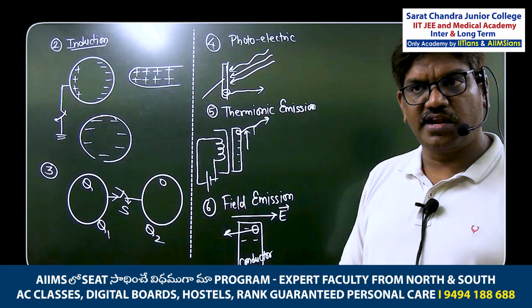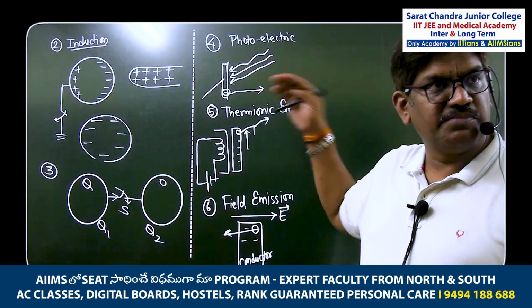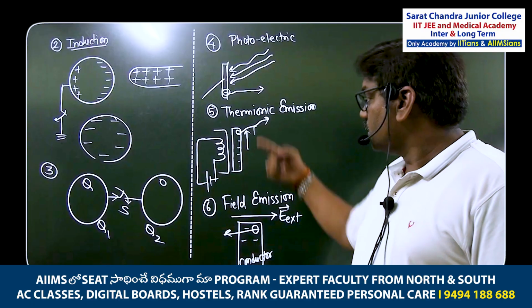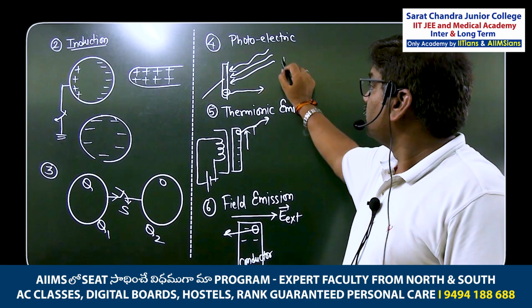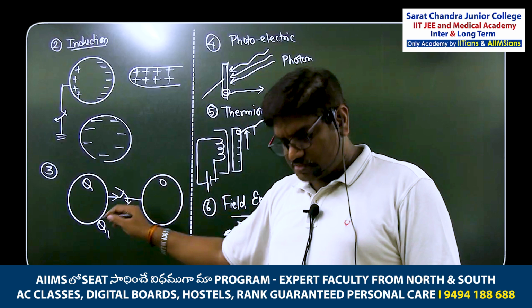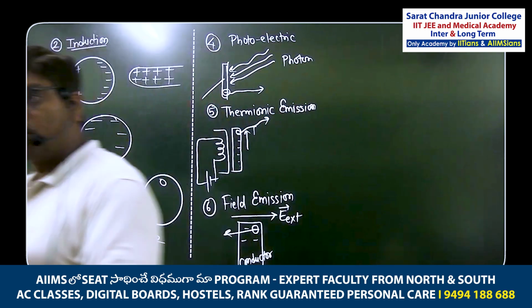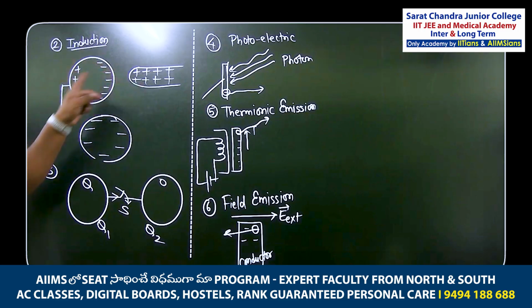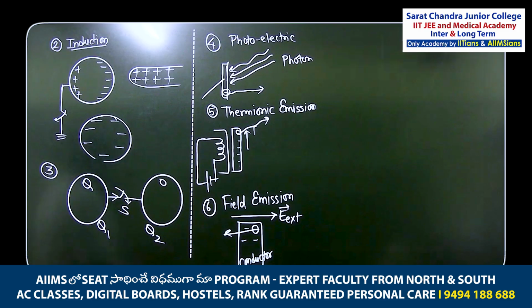I hope all the methods are clear. Thermionic emission is related to temperature. Field emission is related to some external electric field. Photoelectric means with the help of photons you can charge the body. Conduction means the charge is transferred by actual connection, from one to another. Induction means inducing the charge without any contact. And the first one, rubbing: friction produces sufficient energy and that is responsible for charging of the body. So these are all the methods of electrification.